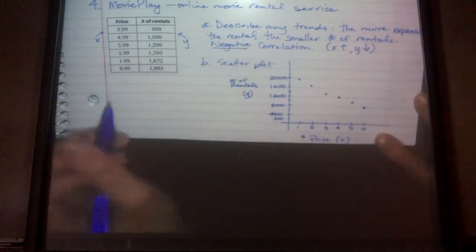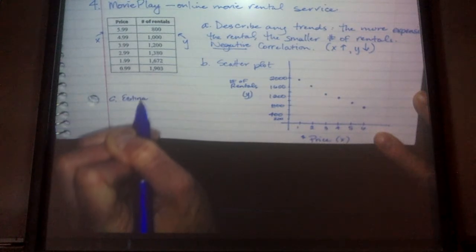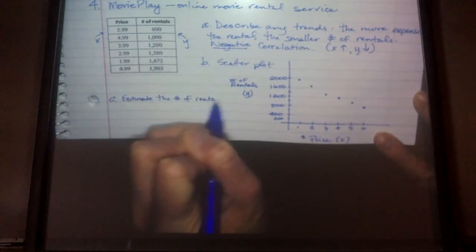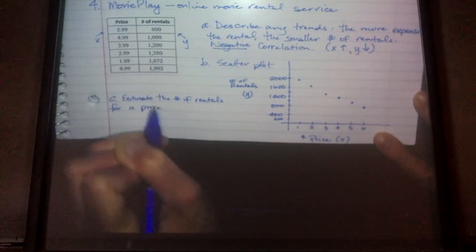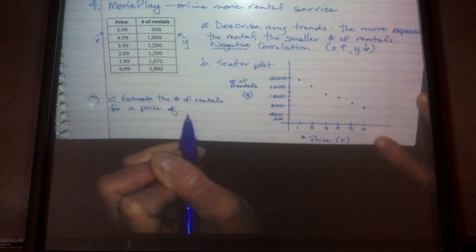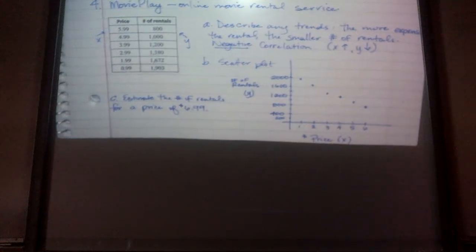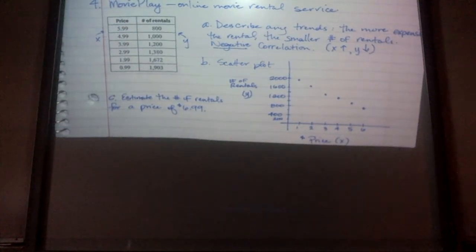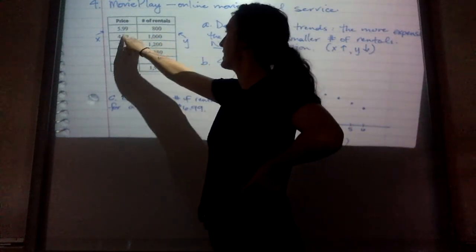Okay? And then part C, estimate the number of rentals for a price of $6.99. Okay, so I'm going to look at my table, and do you notice the difference between these last 3? When it was $3.99, it was 1,200. When it was $4.99, 1,000. When it was $5.99, 800.